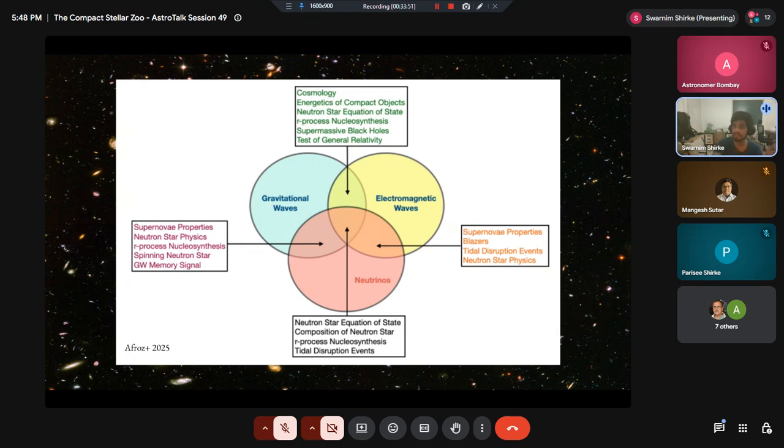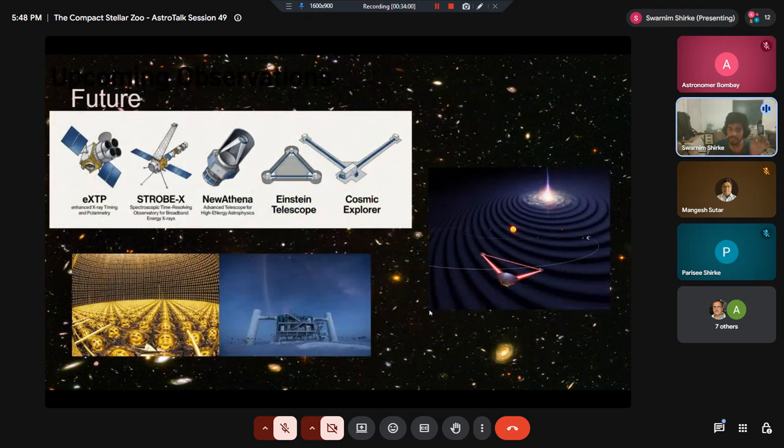So this is mostly talking about high energy events and neutron stars, which are one of our compact objects. This is the future, as I told: the neutrinos, the space-based detectors, and some new space telescopes which are coming up. The Einstein Telescope and Cosmic Explorer are again next generation gravitational wave detectors, which will make observations of neutron stars more frequent.